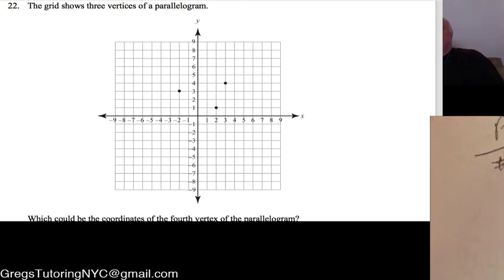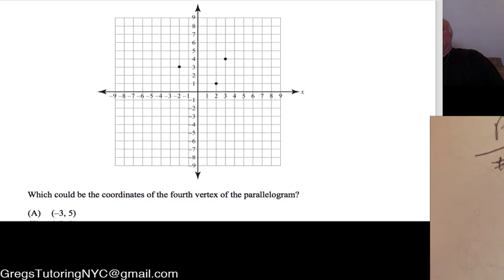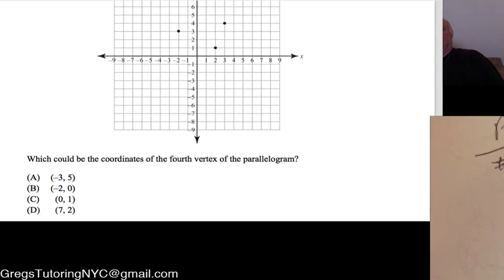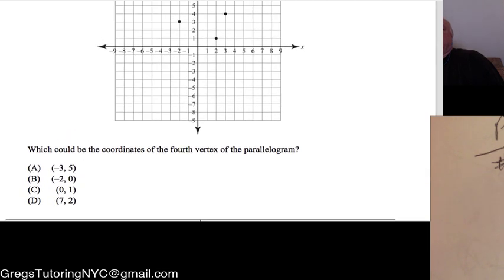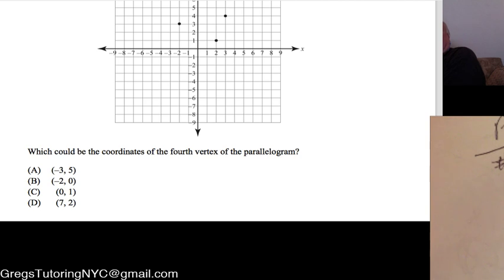So what we want to do is look at the answers and see which one fits. Can we get this all on the screen at once? So minus 3, 5 brings this too low if you look at it. We're doing this by eye at the moment. Minus 2, 0 is the one down here, so that's too high. Then there's 0, 1. That probably just gives us a dot about right there. And then there's 7, 2. That one seems about right.